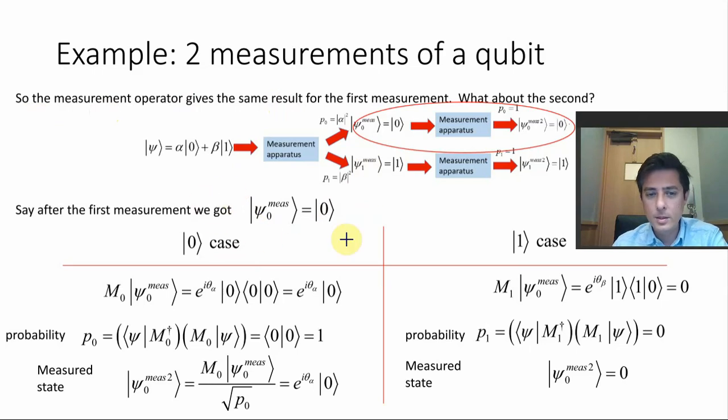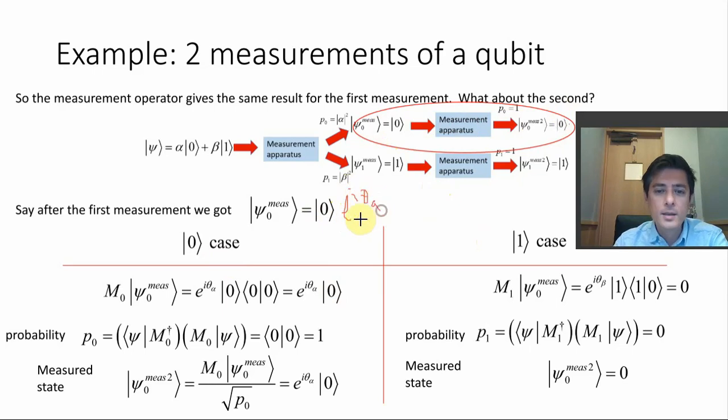I'll just go through it in the Dirac bracket notation. So suppose after the first measurement you got this 0, and say we're going to do our measurement again. So let's just check that the measurement operator formalism gives the expected result, that it basically just gives 0 again. Okay. So after the first measurement, I should have written e to the i theta a here.